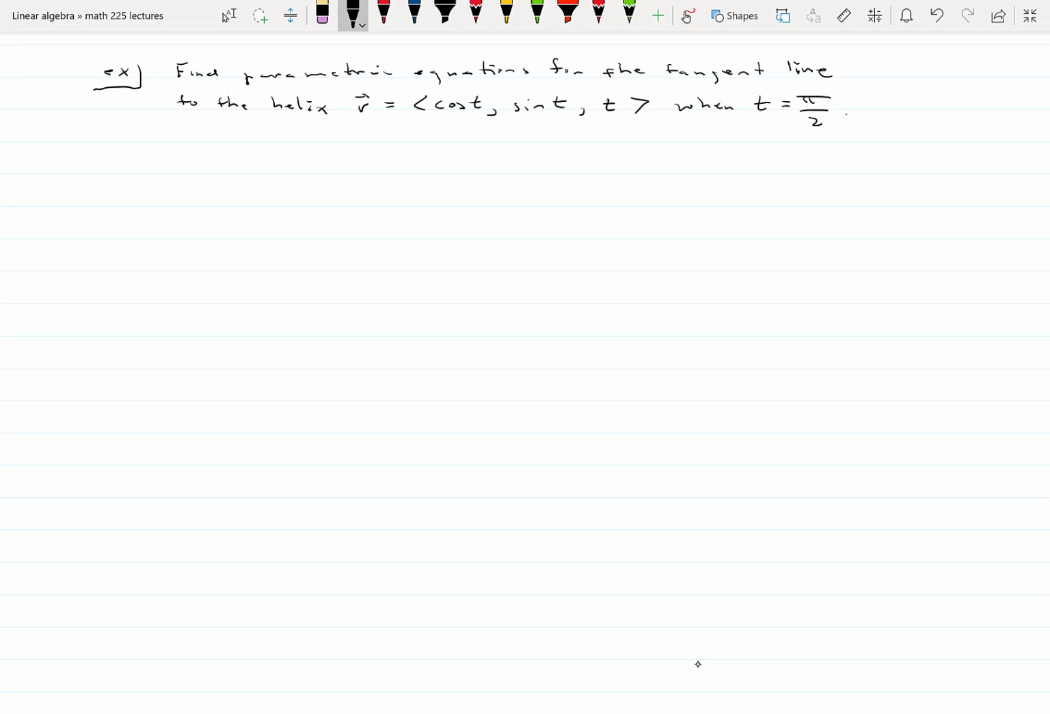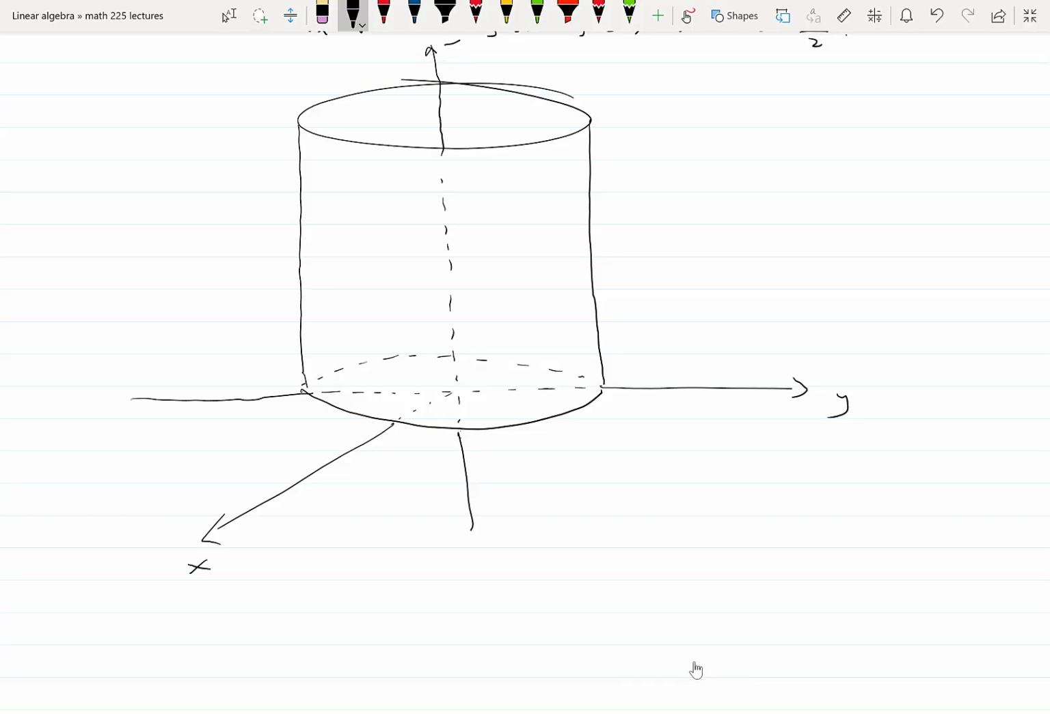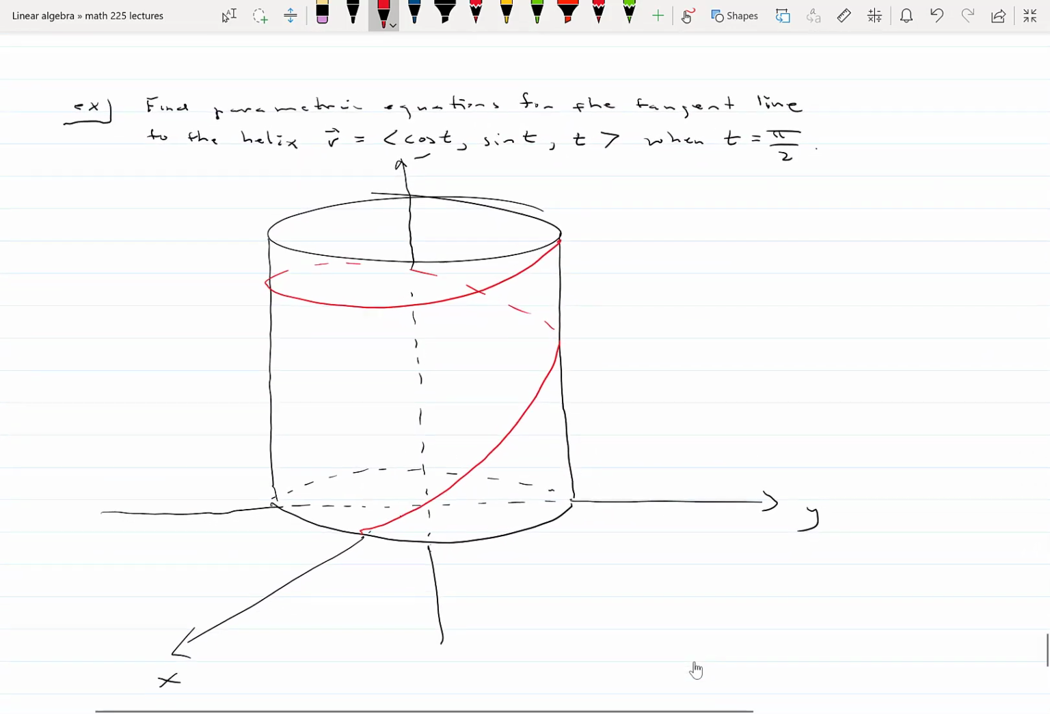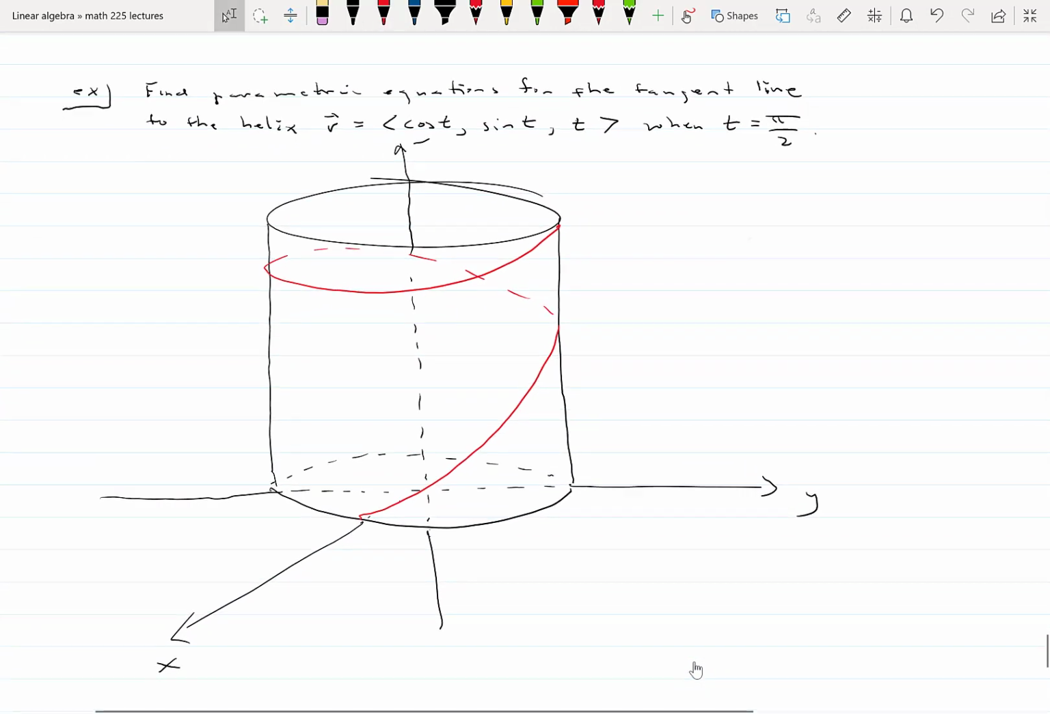So what's going on graphically? Here's the cylinder, a vertical cylinder of radius 1. I'm just drawing that ellipse we looked at more than an hour ago. If we assume that t is greater than or equal to 0, which I didn't write in this problem, if we assume time starts at 0, then as we got before, the helix looks something like this. It continues on and on. So I'm interested in finding the parametric equations for the tangent line to the helix when t equals pi over 2.